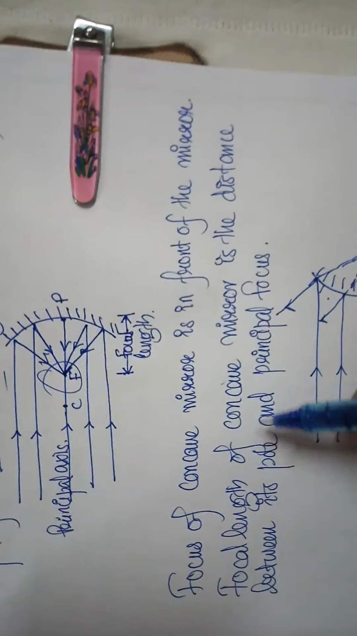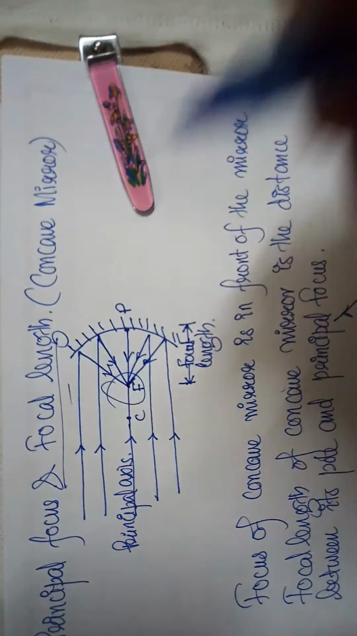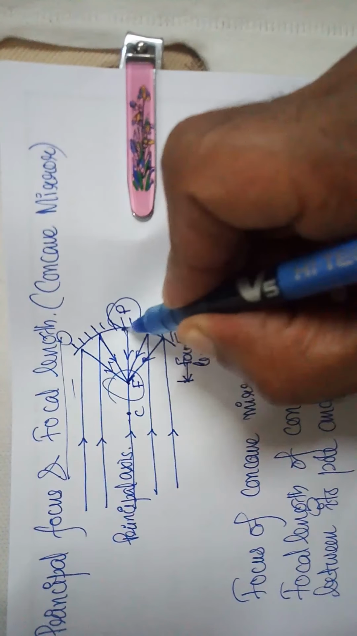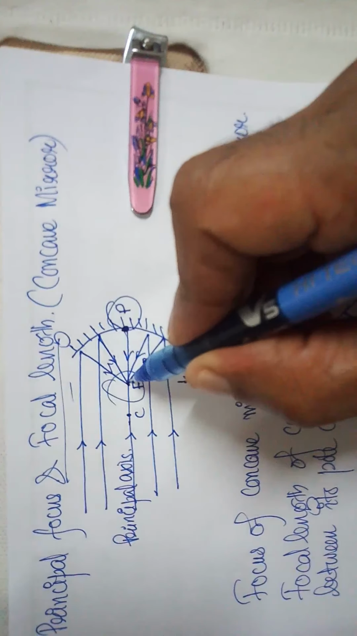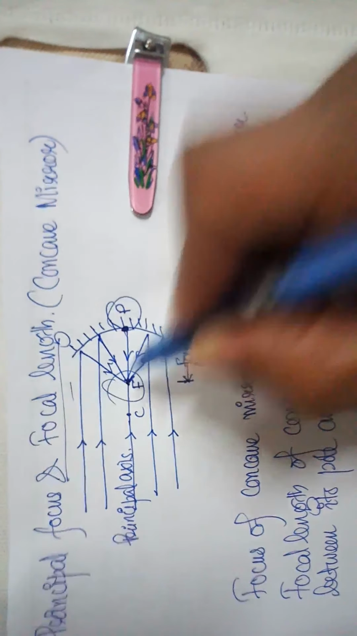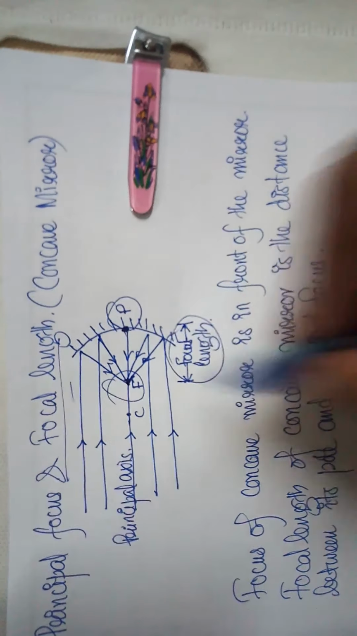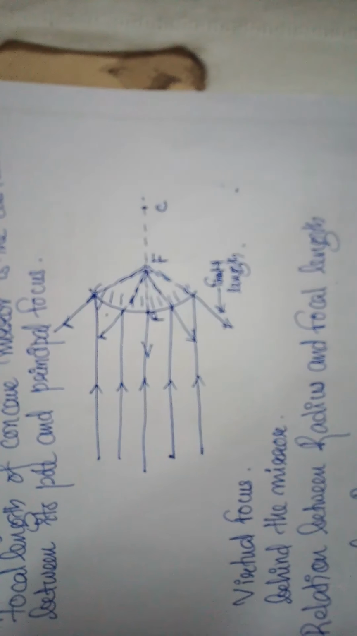The focal length of the concave mirror is the distance between the pole, this point, and the principal focus. That is known as the focal length.